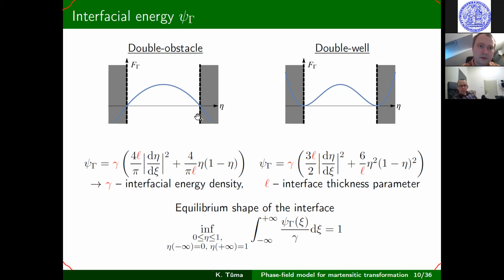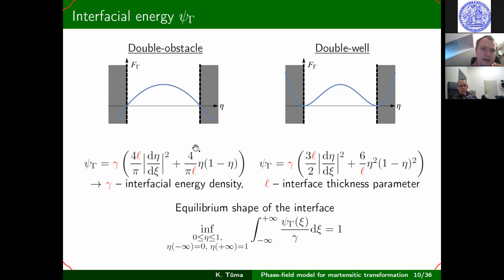The other potential for interfacial energy, which is not used so often, is the double obstacle potential. There is a parabola, eta times one minus eta. It looks like this. It does not have a minimum at zero and one, but it goes to minus infinity if you go with eta to minus infinity or plus infinity. So this is quite a big disadvantage, that it does not have a minimum at zero and one, but it has many advantages. One of them is that it provides a sharper interface, and we have to pay for this. We have to somehow restrict that the solution eta will be between zero and one. So here you can see this dashed line. So we will need to have a restriction on eta.